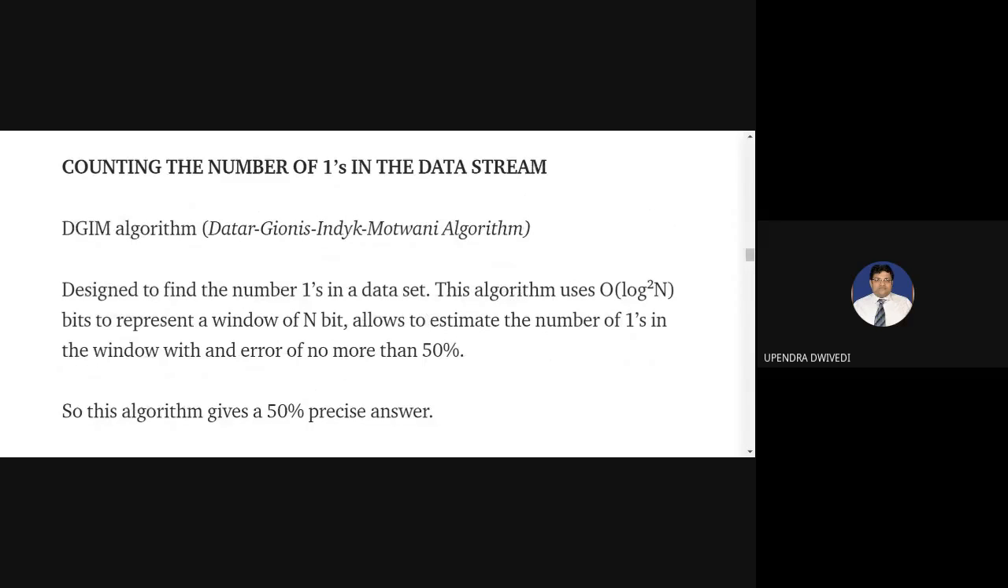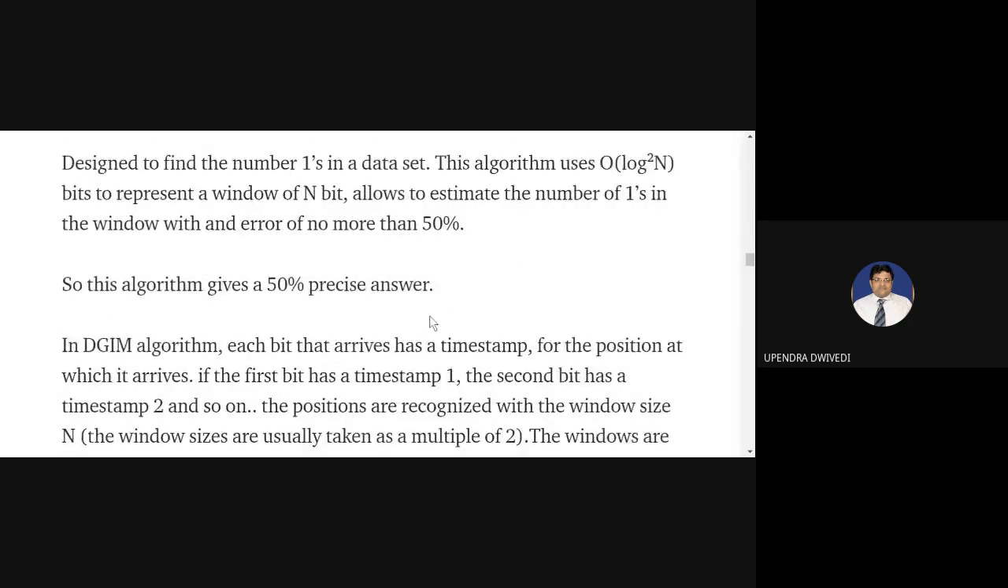The DGIM algorithm is designed to find the number of ones in a data set. It uses O(log² n) bits to represent a window of n bits. So if we take a window of n bits to calculate the number of ones, the algorithm will represent all those n bits in O(log² n) bits. It allows us to estimate the number of ones in the window with an error of no more than 50%. Whatever your result is, there should not be any error more than 50%.